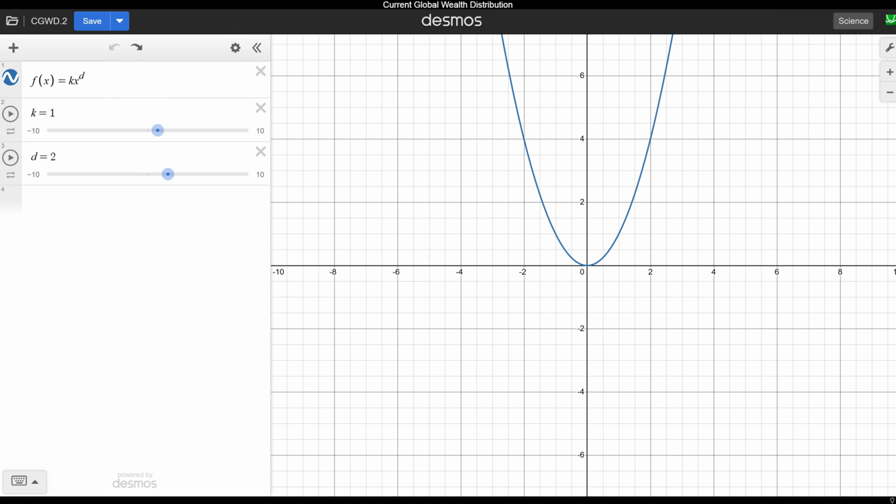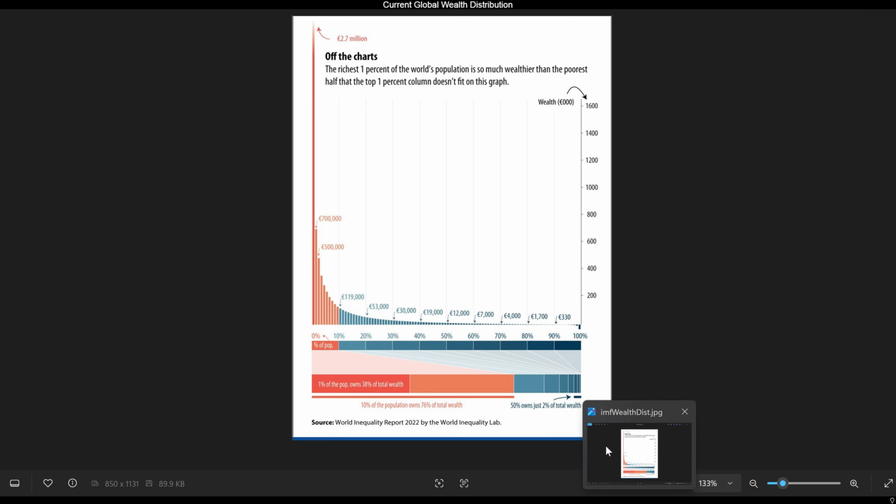Now, let's get some data points and try to find a curve modeling global wealth distribution. First, we study wealth distribution for the majority of the world, the non-ultra-wealthy. This graphic from the World Inequality Lab gives data points for every 10th percentile of individual net worth. The data is in euros. We'll convert into US dollars for this video, and the data is as of 2022.